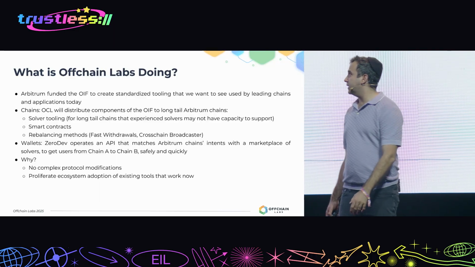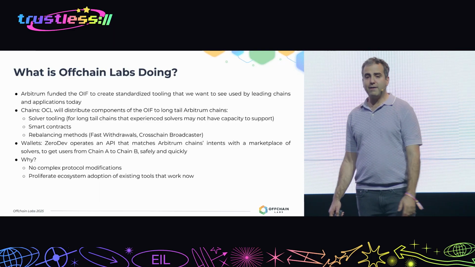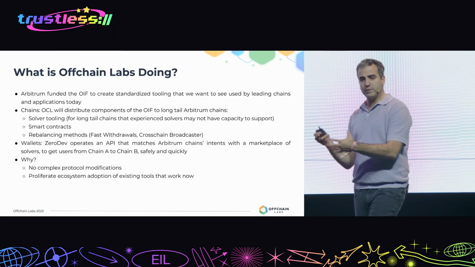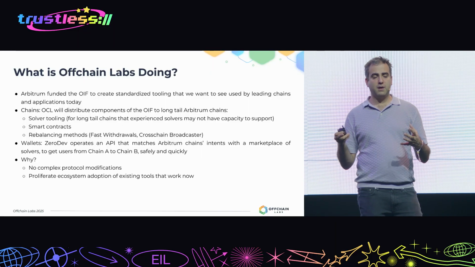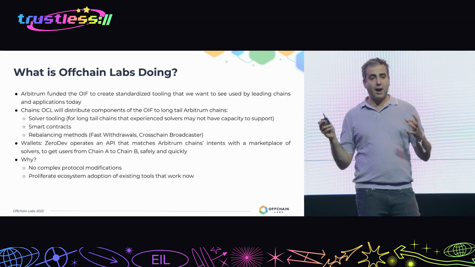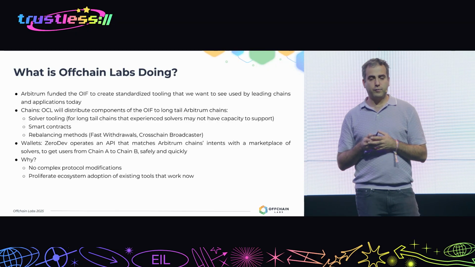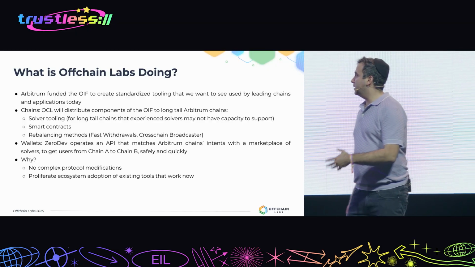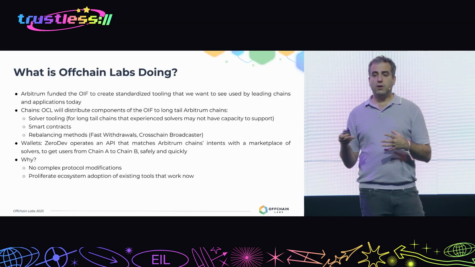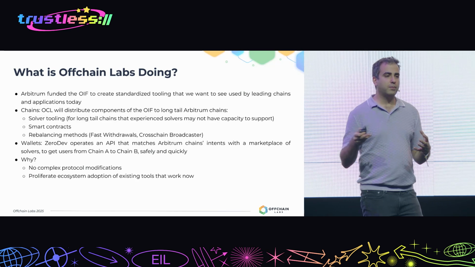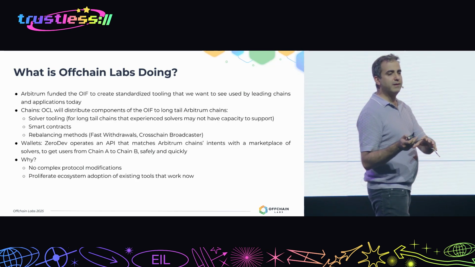So the first thing is we funded something called the OIF, the Open Intents Framework, to build open solver software that anyone can run on their chain, open source software that you can use to opt into intent and solver-based systems. But the problem is often that large chains will be tracked by the Acrosses or the Relays of the world, but smaller chains won't be, and they'll often be left out of this interop.